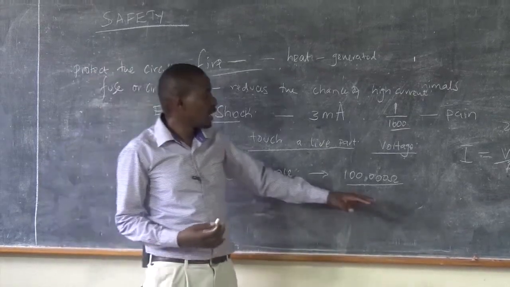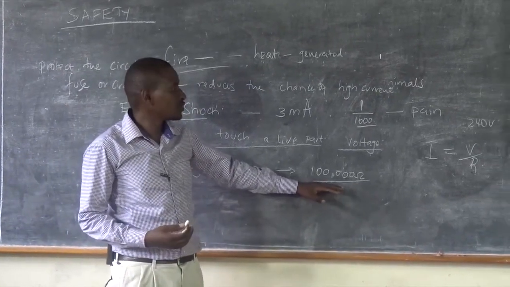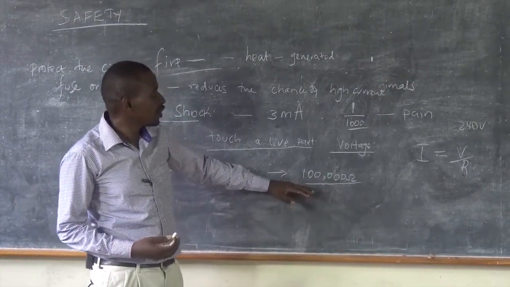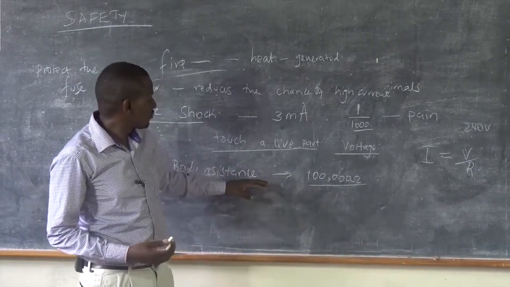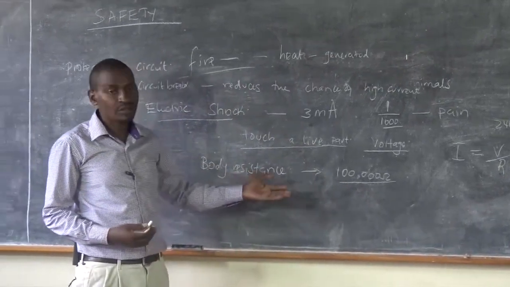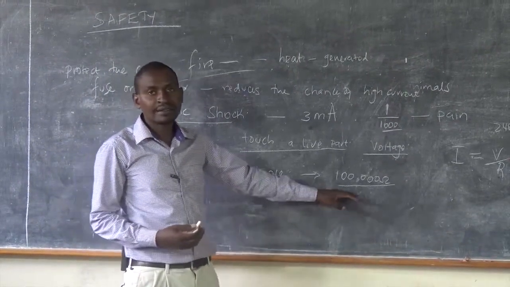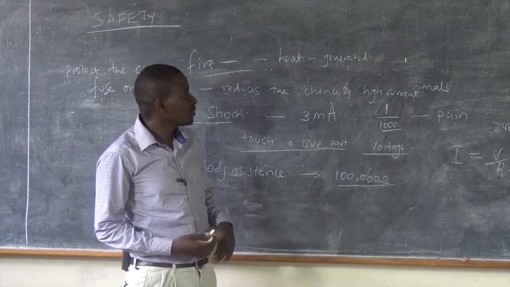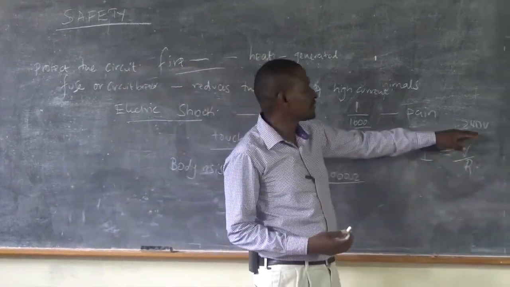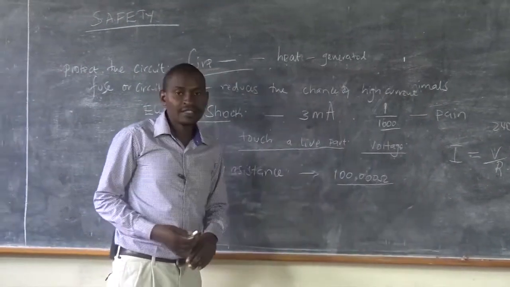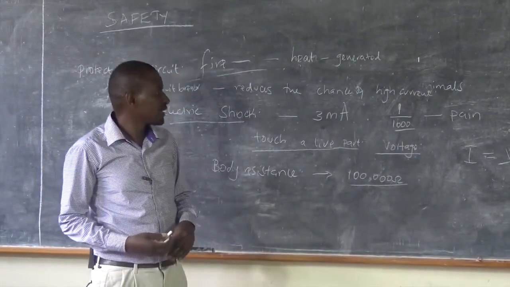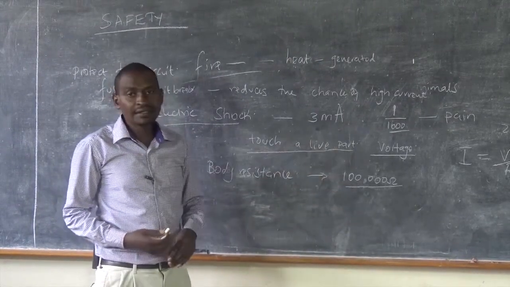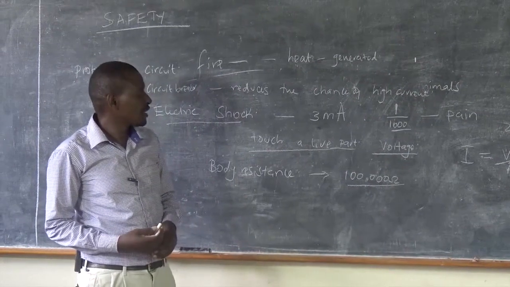And this does happen to both humans and animals. For animals, it is very, very dangerous, because the bodies of animals have much lower resistance. As such, if they are exposed to a voltage as big as 240, there will be a fatality, because the current will exceed this threshold, and it will be destructive to the parts.